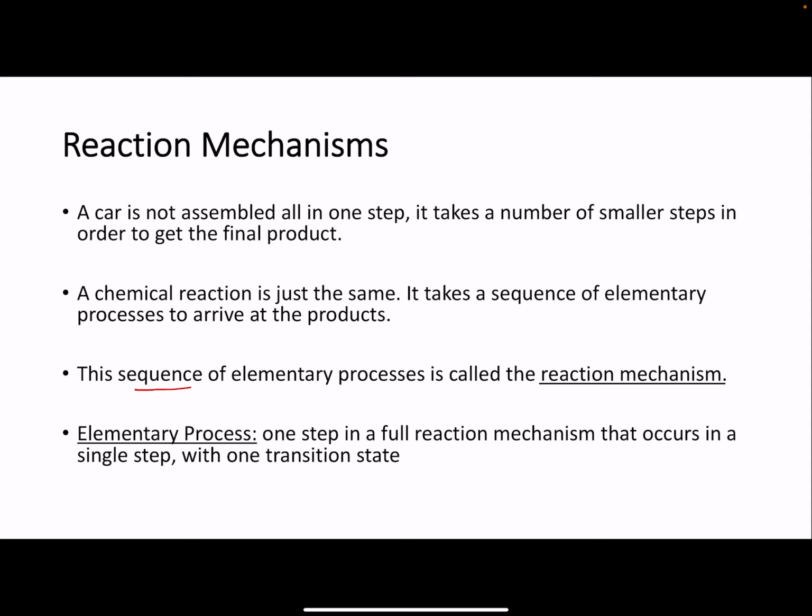So you can think of a list of steps for a recipe, for example. You have 1, 2, 3, 4, and so on. Each one of those steps is known as an elementary process in a chemical reaction. The collection of all the steps is known as the mechanism of the reaction, or reaction mechanism. So now that those are clear, we'll be able to move on going forward.